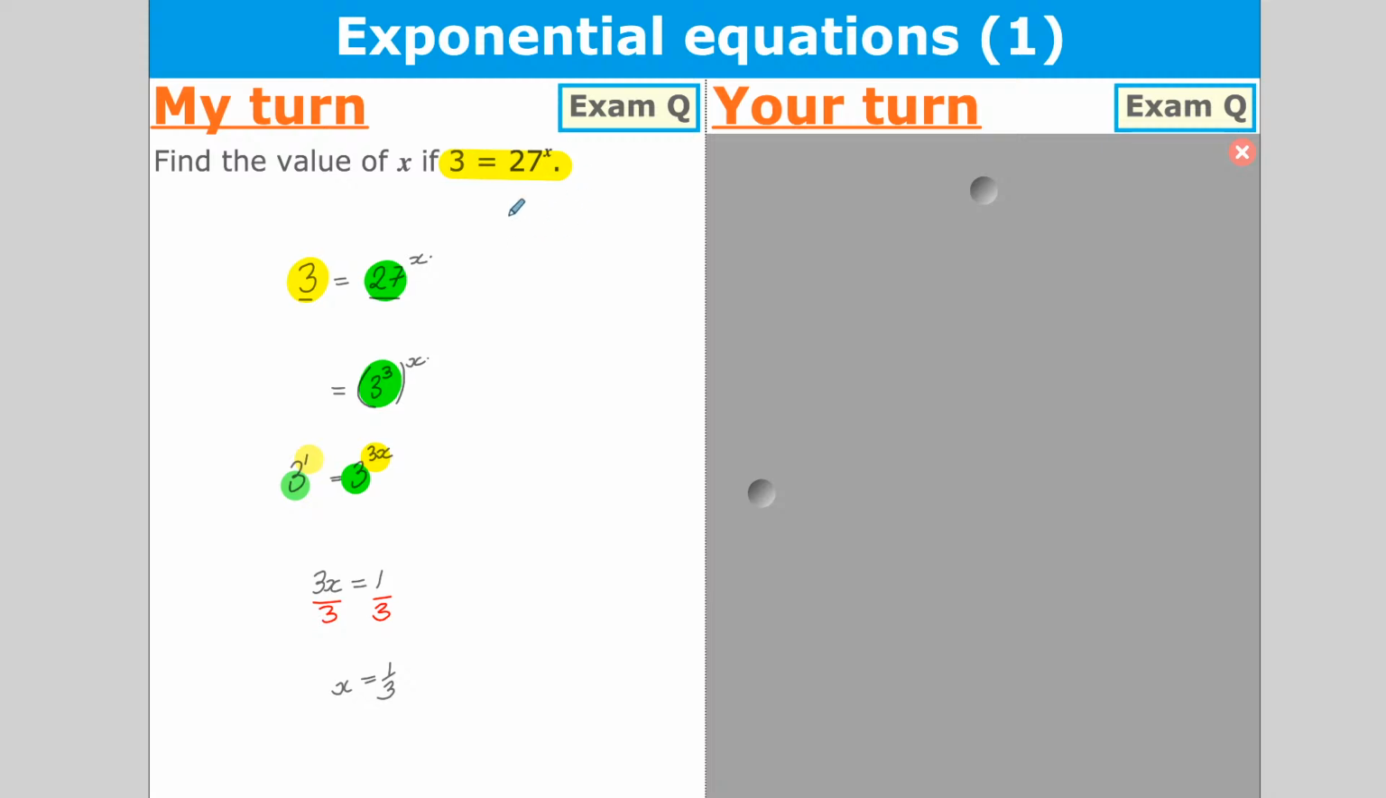Now, there's actually an easier way of doing it. You could have spotted this. If you substitute a third back in here, 27 to the third, hopefully you remember, means the cube root of 27, which is 3. So this is definitely right.